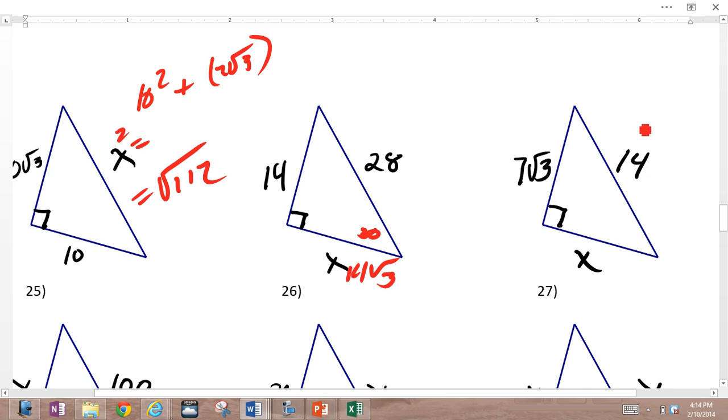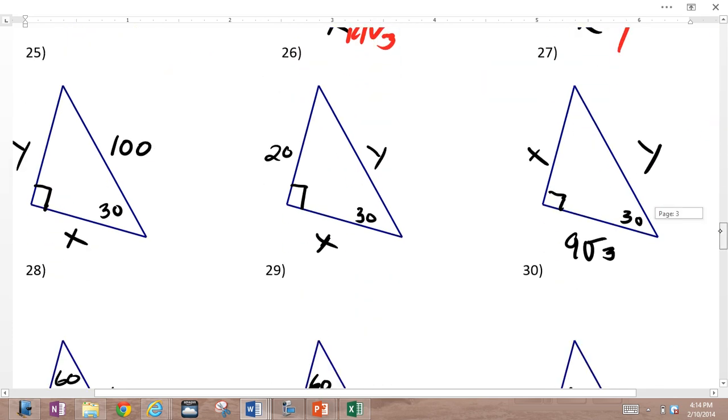This is a 30, 60, 90, okay? So this should be equal to 7, okay? Because the side opposite the 60 is half of that side times the root of 3, which makes it a 30, 60, 90. This is a 30, 60, 90. The y is the side opposite 30, so that's 50, half the hypotenuse, and this is 50 root 3.